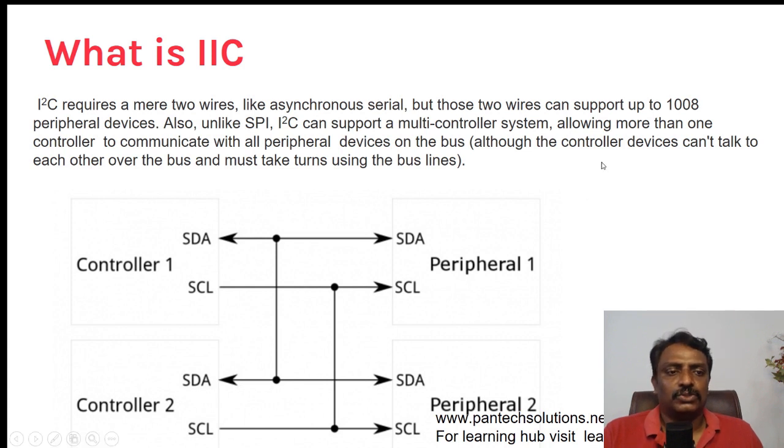So this is an example. It has controller 1, controller 2, peripheral 1, peripheral 2. It means master 1, master 2, and slave 1, slave 2. Everything is connected on the two lines.